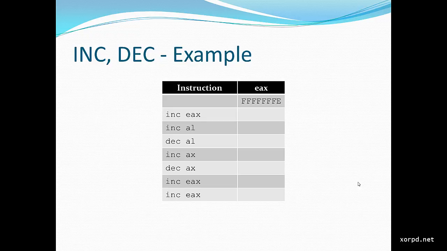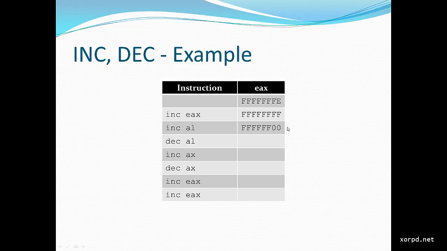An example for the increase and decrease instructions. We assume that EAX begins with this value, FFFF, and it ends with E. We are going to see the effect of each instruction on the value of EAX. First, we begin with inc EAX, which is going to increase this value by 1. As expected, we get this result. Now we are going to increase AL. I remind you that AL is the lowest part of EAX, the lowest 8 bits, which are at this moment FF.